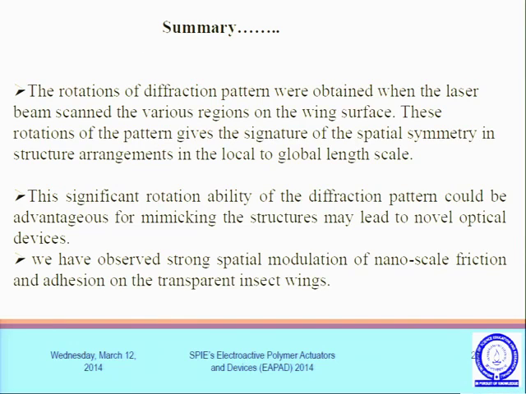The rotation of the diffraction pattern is obtained when the laser beam scans various regions of the wing surface. This rotation of the pattern gives the signature of a spatial symmetry in the structural arrangement. And this significant rotation ability of the diffraction pattern could be advantageous for mimicking the structure, leading to novel optical devices. So we have observed strong spatial modulation of nanoscale friction and adhesion of the transparent insect wings.